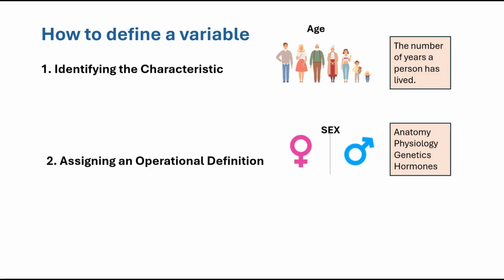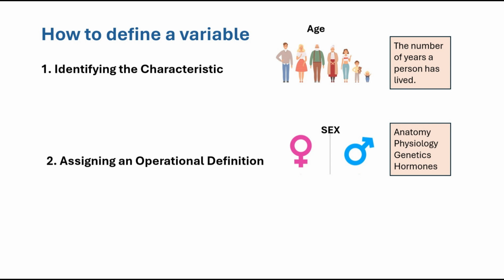After identifying the characteristic, the next step is to assign an operational definition. This means we clearly explain how the variable will be measured. For example, age can be defined as the number of years a person has lived. Sex can be defined based on biological characteristics such as anatomy, physiology, genetics, and hormones. By giving an operational definition, we avoid confusion and make sure the data can be collected consistently.